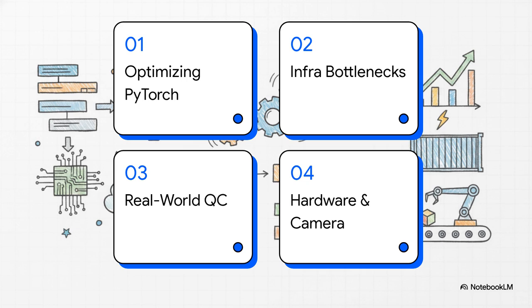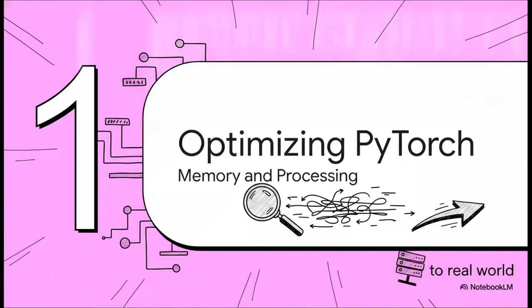First up, optimizing PyTorch performance, then overcoming infrastructure bottlenecks, after that, real-world quality control, and finally, hardware and camera integration. Basically, we're shifting from the micro level of PyTorch internals all the way up to macro-level serverless cloud stuff, and then landing right in the physical world of computer vision manufacturing. So part one, optimizing PyTorch performance, memory, and processing.